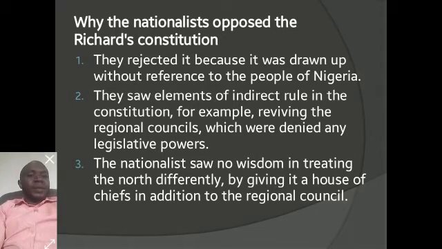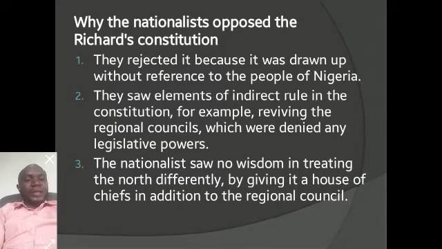For example, reviving the regional councils, which were denied any legislative power. So these regional councils, like we earlier said, did not have any form of legislative power. That means they were virtually useless. So there was no need having a legislative council without legislative powers.